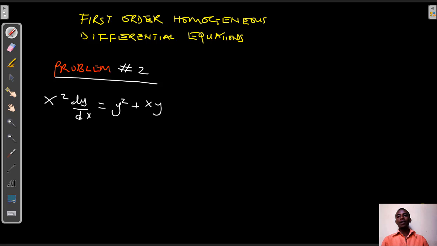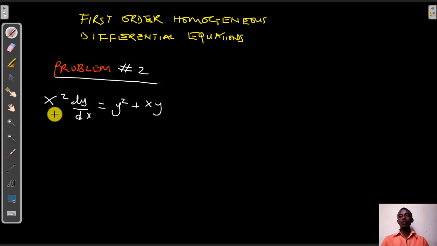Okay, so let's have our second problem of a first order homogeneous differential equation. So we've got x squared dy/dx equals y squared plus xy. Let's check if this is indeed of the criteria of homogeneous.